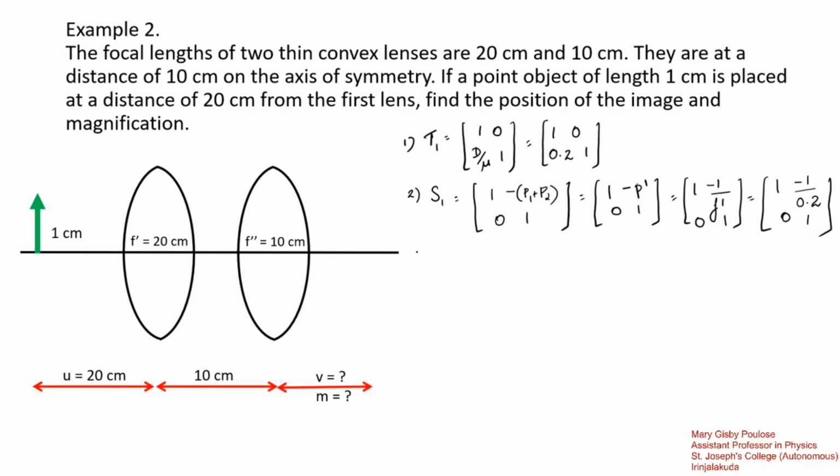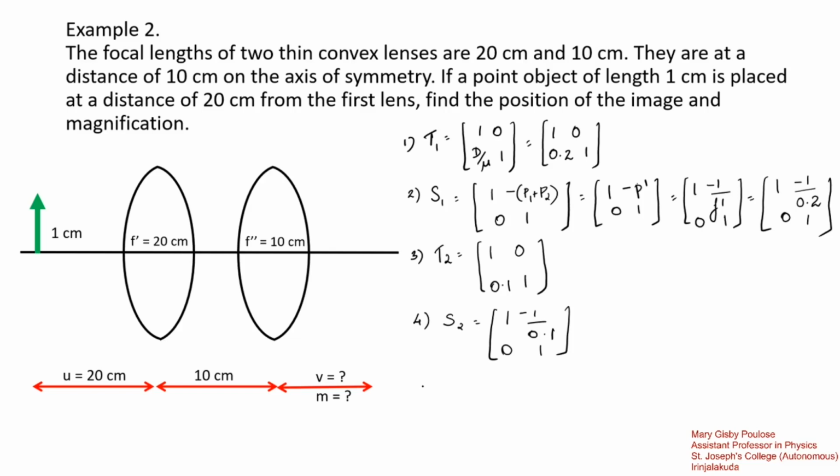Now, after traveling through the first lens, light travels 10 centimeters towards the second lens. So it undergoes translation again, and this can be represented as 1, 0, d by mu becomes 0.1, 1. This is in meters. Now, when light reaches the second lens, it undergoes the system matrix for the second lens, which can be written in terms of focal length as 1, minus 1 by 0.1, 0 and 1.